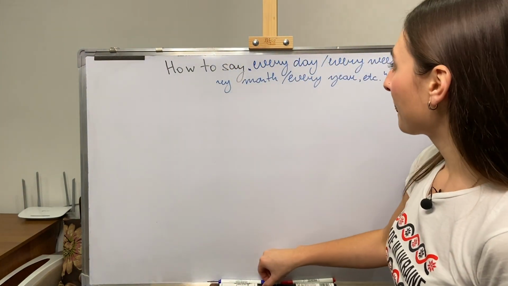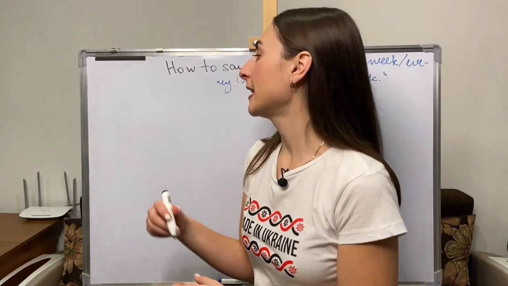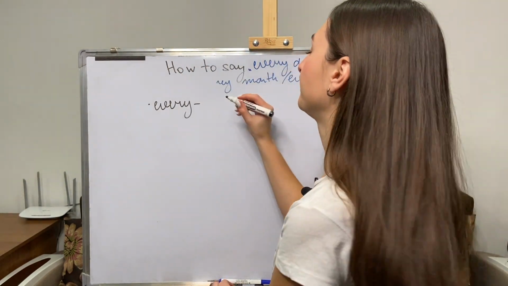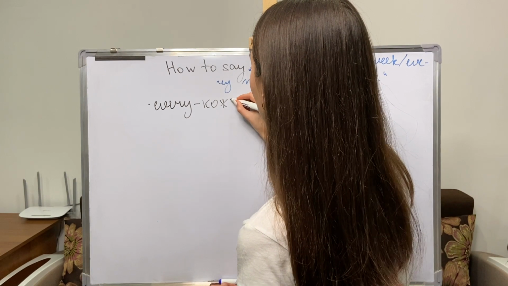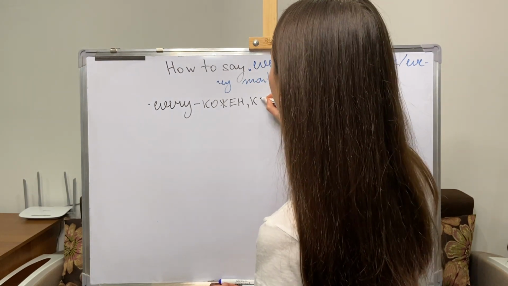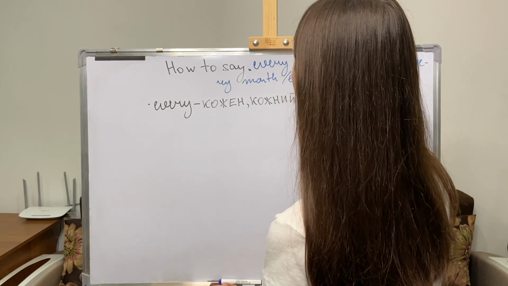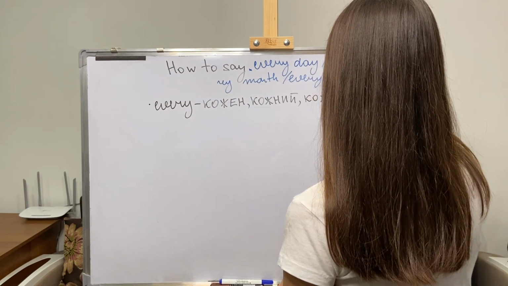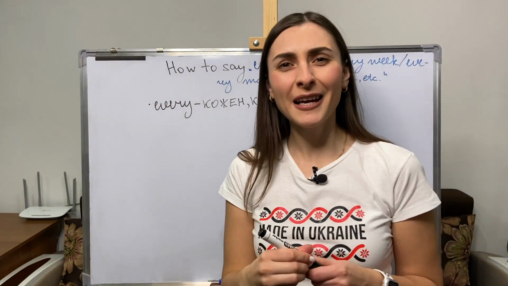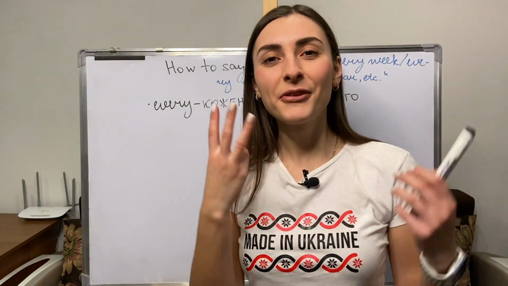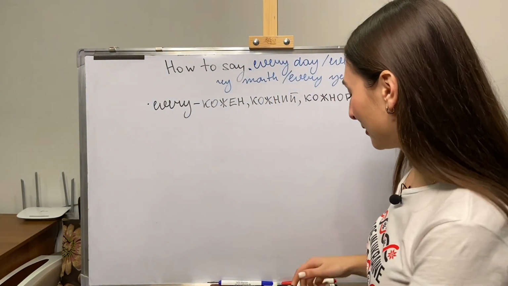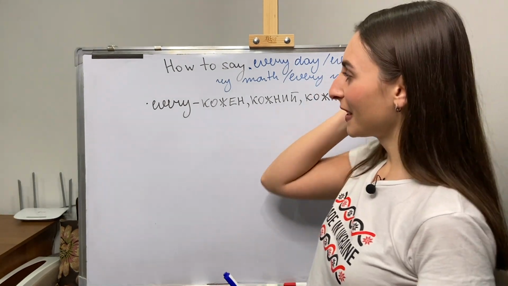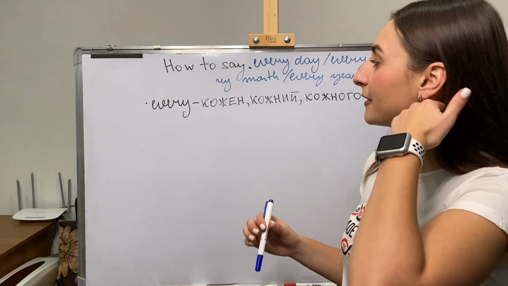So, the word every can be translated in Ukrainian language as кожен, or кожний, or кожного. You can ask me, Ina, why are there three forms? Guys, let me explain. Don't worry, it's not so difficult. It is confusing a little bit, but every can be used in three forms.